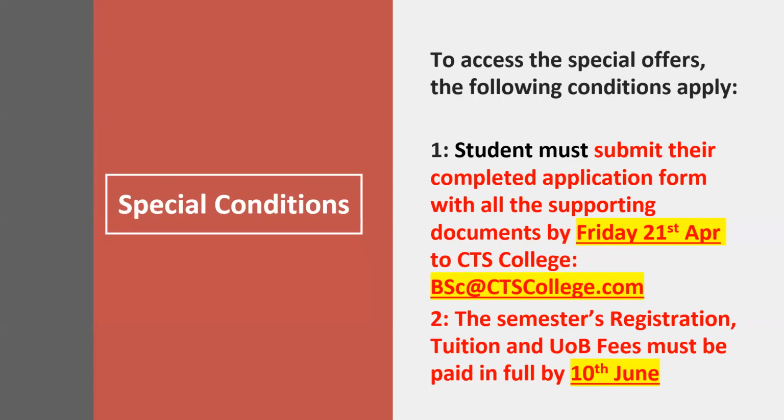The first criteria was actually being here today, so you all automatically satisfy criteria 1. Criteria 2 is that you must submit your application form with all of the supporting documents by Friday the 21st of April, so that's next week Friday. Ensure that you submit all of your supporting documents on your application. Even if you're a level 4 student applying for October, send us your stuff. We can get you approved for June, but you can defer till October, as we would have discussed throughout the session. You're sending that to bsc@ctscollege.com.